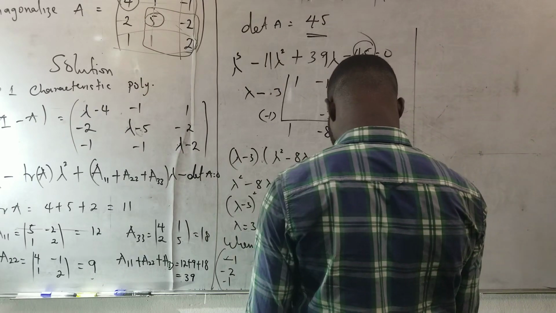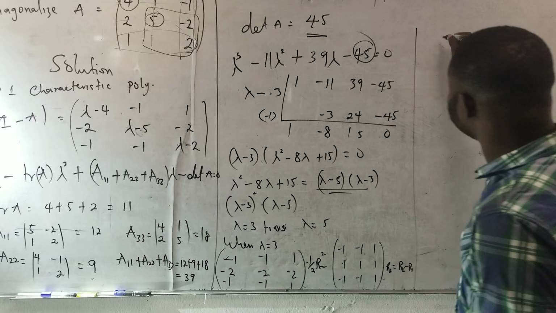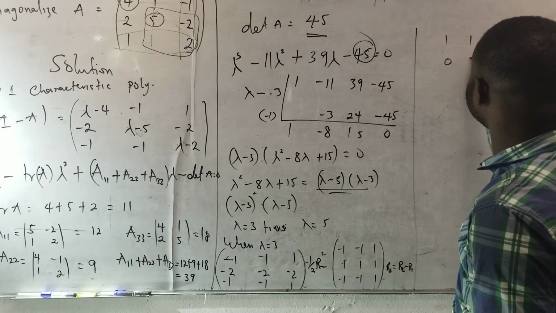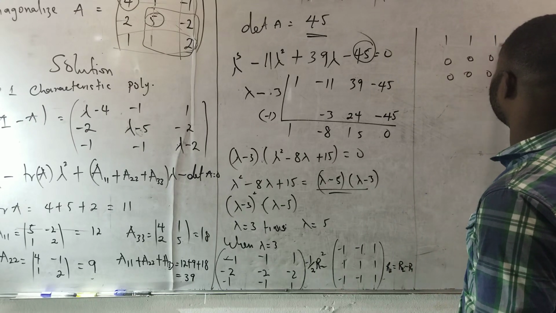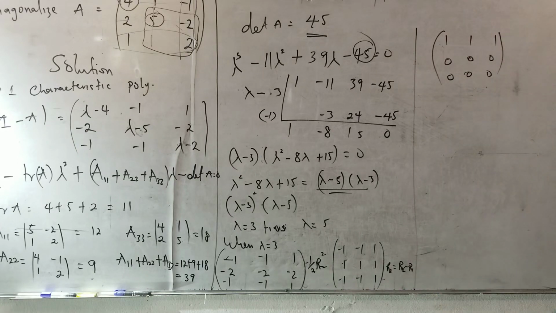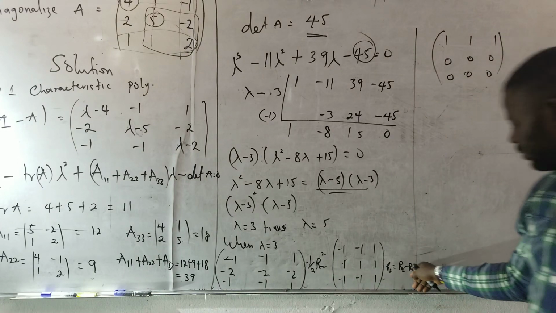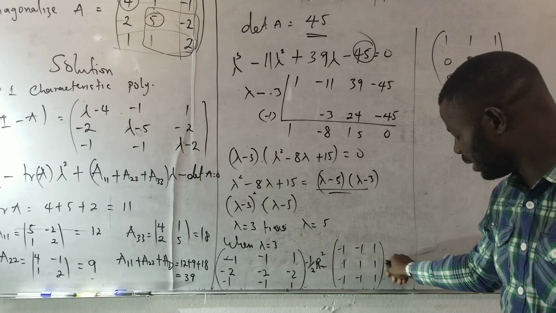Now by reduction, this will be equal to 1, 1, 1, 0, 0, 0, 0, 0, 0. Please, when you do your reduction, that is what you are expected to have. Now, let's leave this particular one like this.